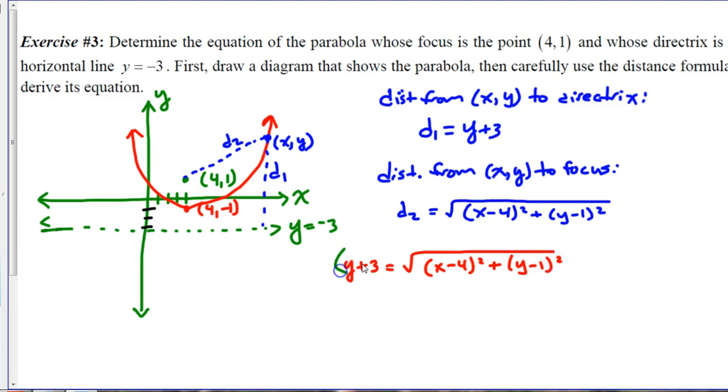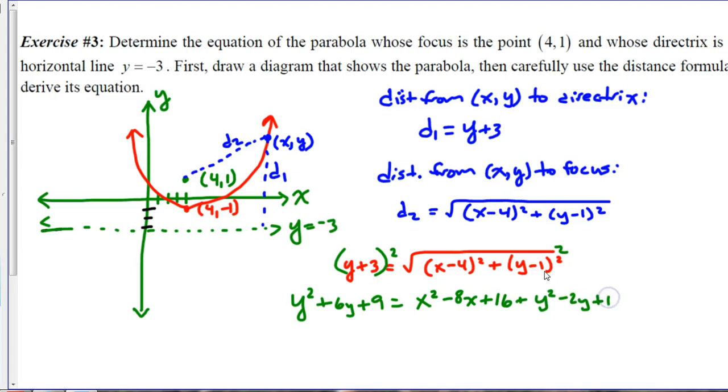Square both sides, work this out. I'm taking a shortcut here with the squaring of the binomial, but you should write it out twice. Make sure you're getting that right. Again, if you're not seeing where I'm getting this, write it out. (x minus 4) squared, expand it all out. You're going to have to write them out.